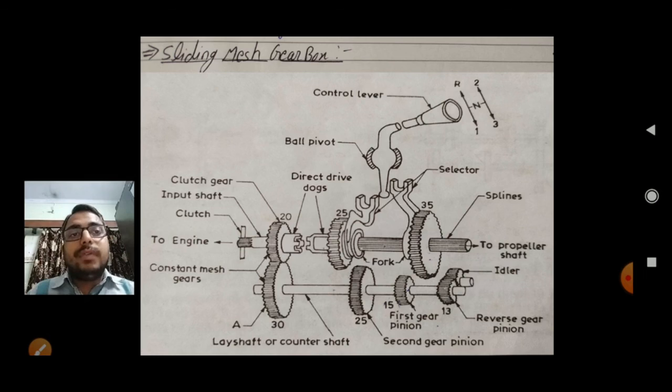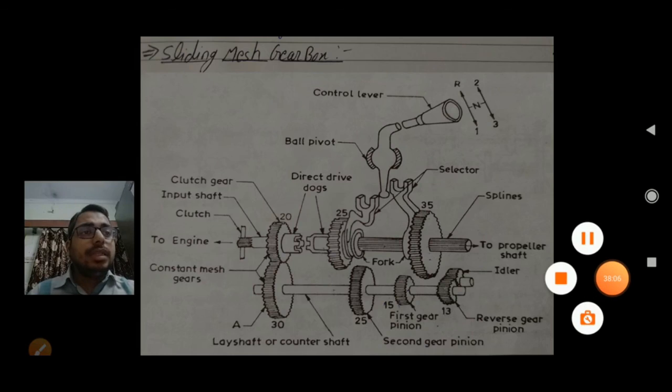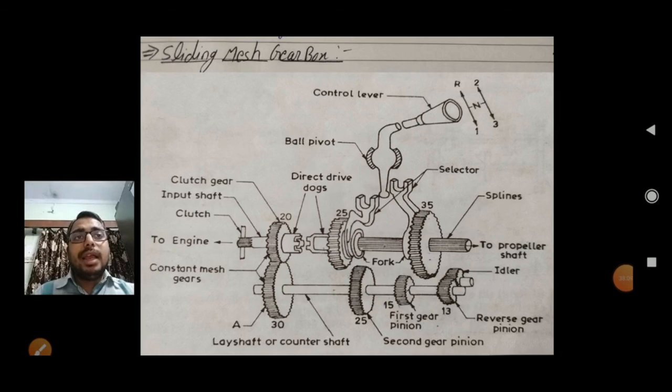And we can't use helical gears in this type of gearbox, because full sliding takes place. In the case of sliding, if the gear teeth are parallel with each other, then sliding will occur. If helical gears slide against each other, rubbing of the gear teeth takes place, and there may be a chance of damage to the teeth. So this is the sliding mesh gearbox, and it was generally used in conventional automobile engines and vehicles.